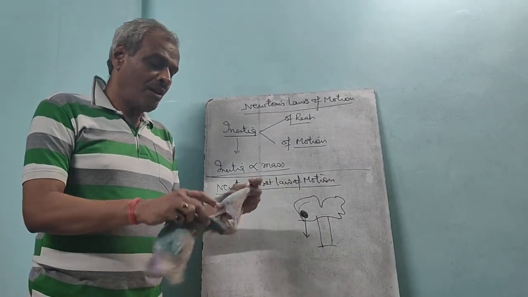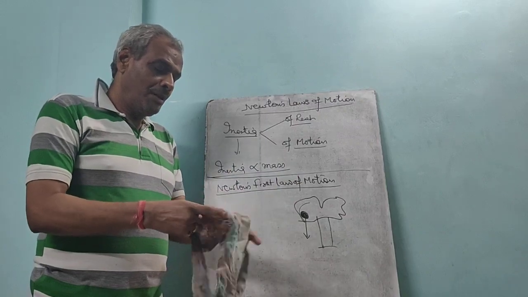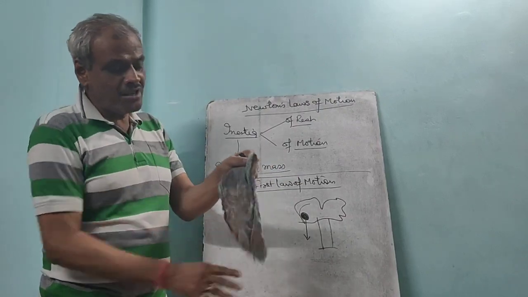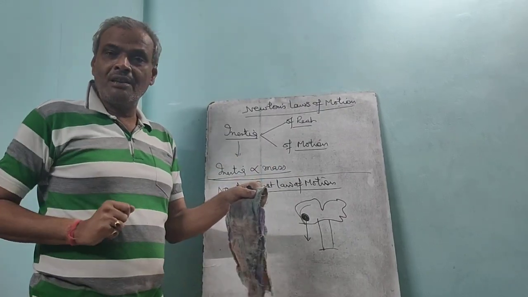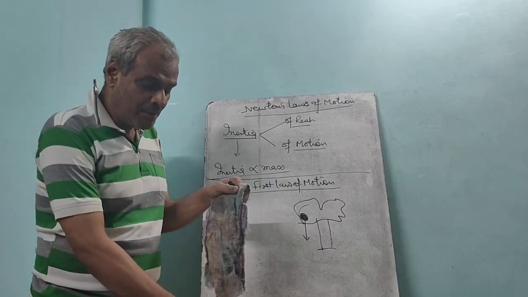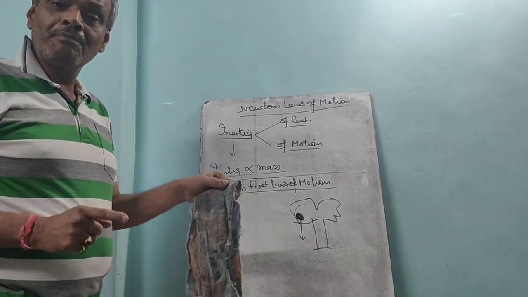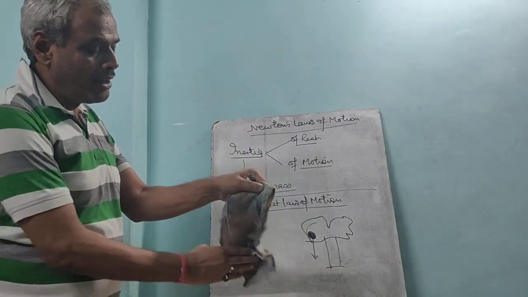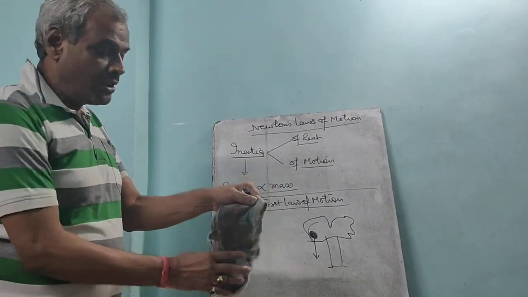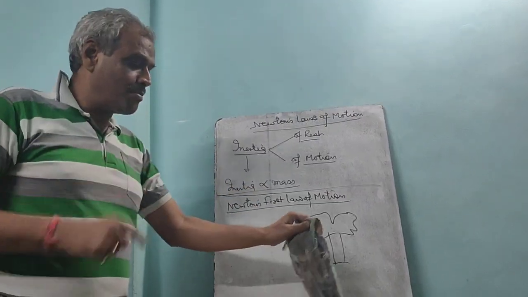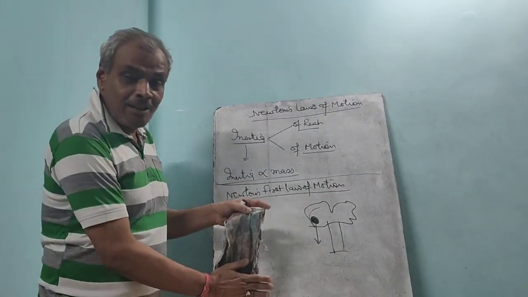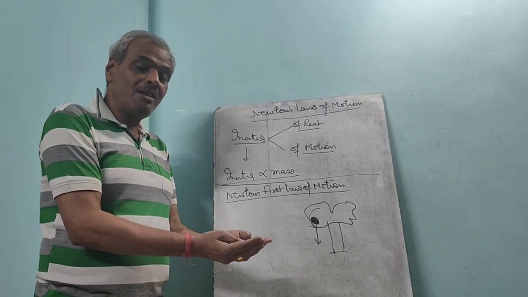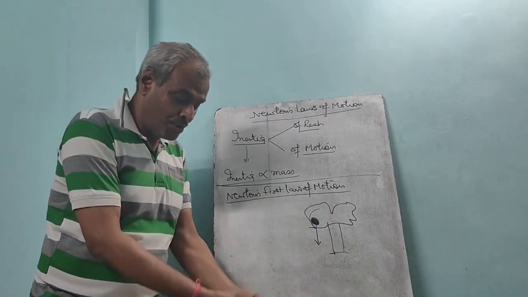If we beat a dusty carpet with a stick, then we see the dust particles come down. Why? Because you are applying a force on the carpet, not on the dust particles. So the carpet moves ahead, but the dust particles remain suspended, and due to gravity they come down.